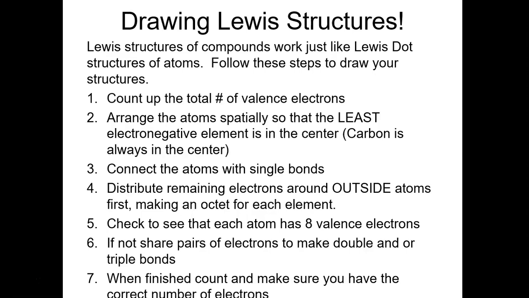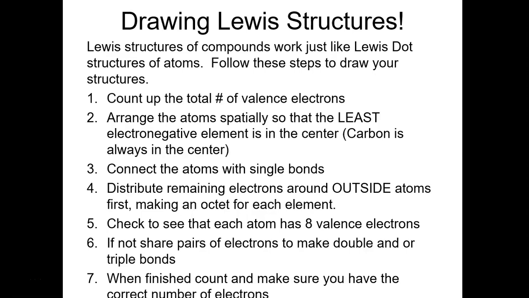Now, check to see that every atom has access to 8 valence electrons except hydrogen. If every atom does not have access to 8, that is your clue that you're going to have to share more electrons. So instead of just having single bonds, you may need one or more double or triple bonds.